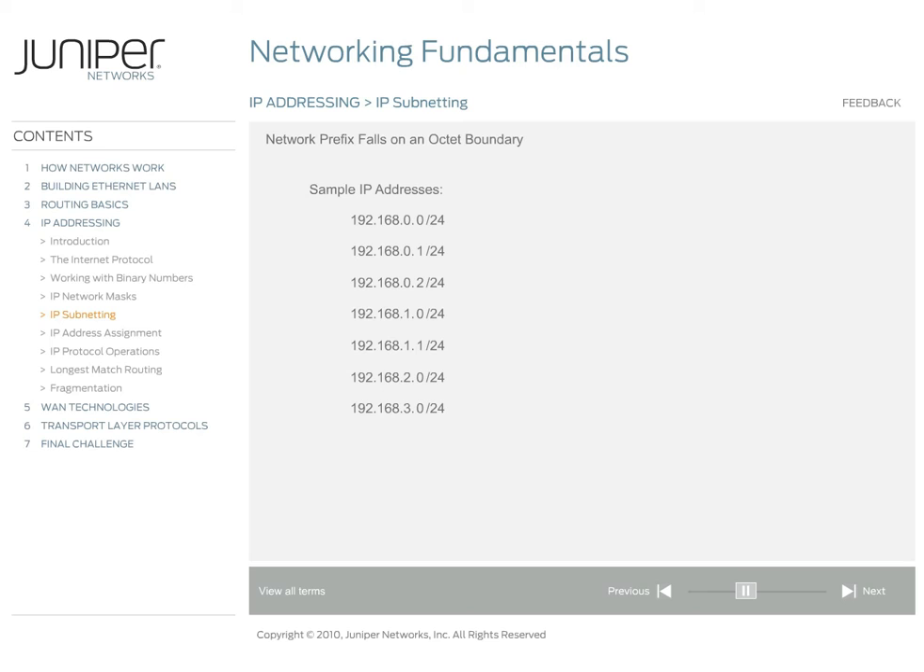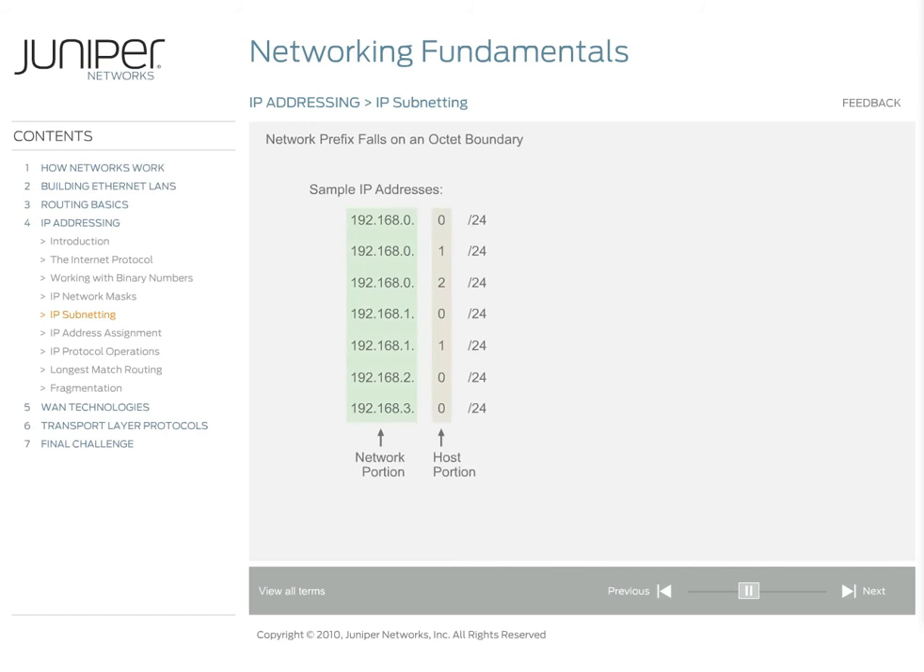Now, let's go back to the question we asked earlier. What happens when a network prefix doesn't fall on an octet boundary? We saw that when a network prefix falls on an octet boundary, it is very easy to determine the network portion and the host portion of the address without looking at the binary equivalent.